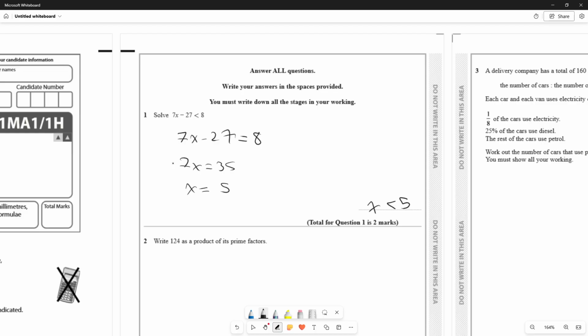An important note, if you ever multiply or divide by a negative, you always flip the sign. So if you multiply or divide by a negative twice, it's still the same, and so on. If you do it 3 times, it'd be flipped.